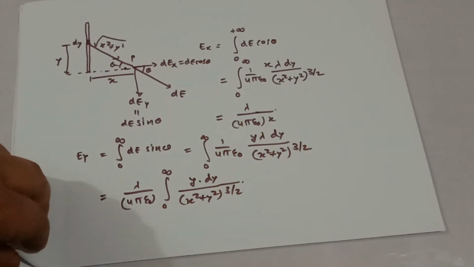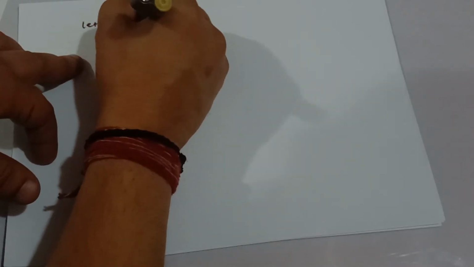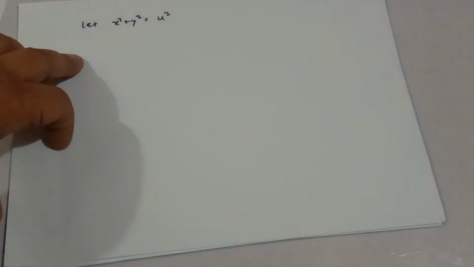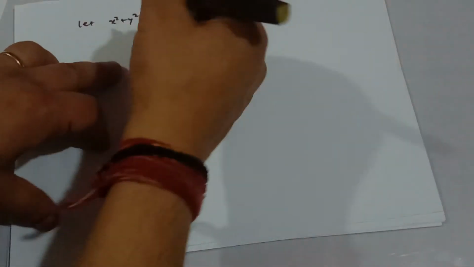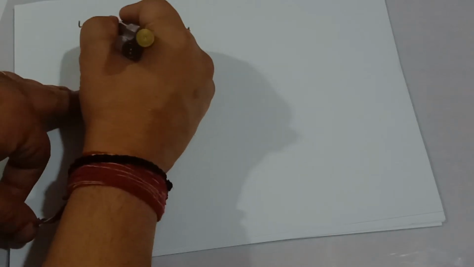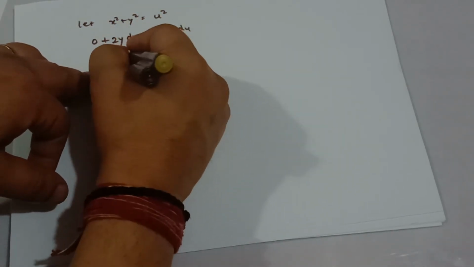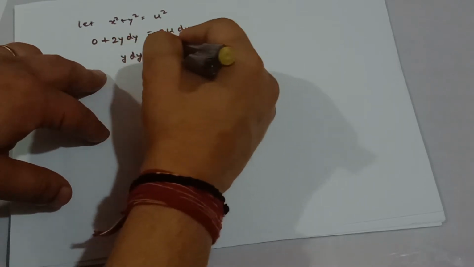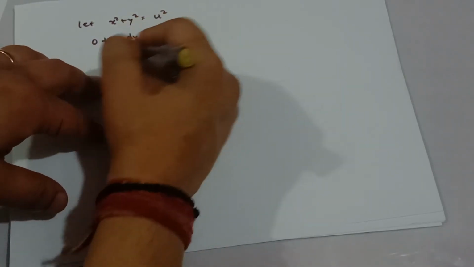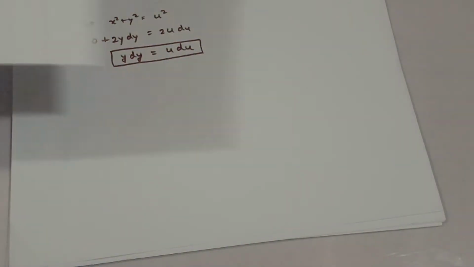So how will you do this? For that, let us consider that x square plus y square is some variable, suppose u square. Then you differentiate that one: that would be 2u into du, x is a constant so that would be 0, and that would be 2y into dy. So y into dy can be written as u into du, because 2 would be cancelled out, and then you will put the limit here in this case, right?